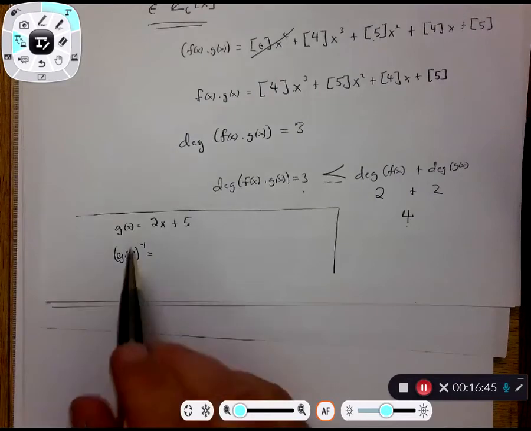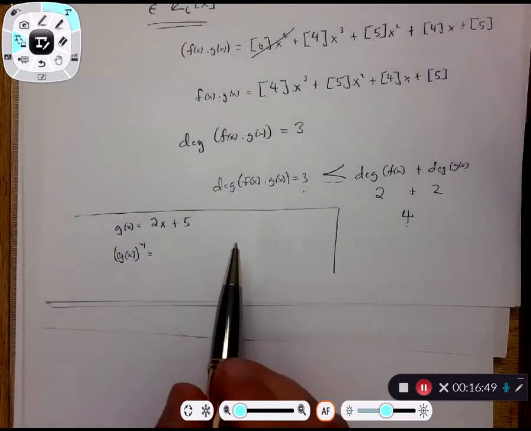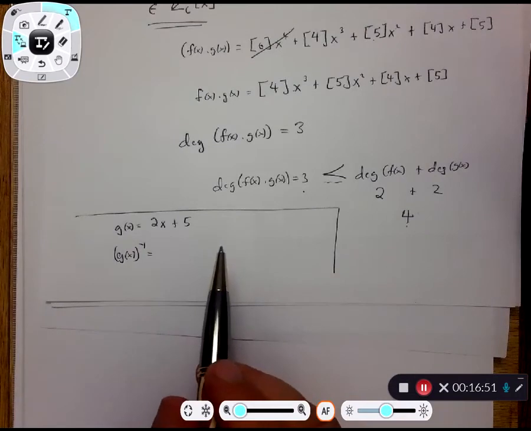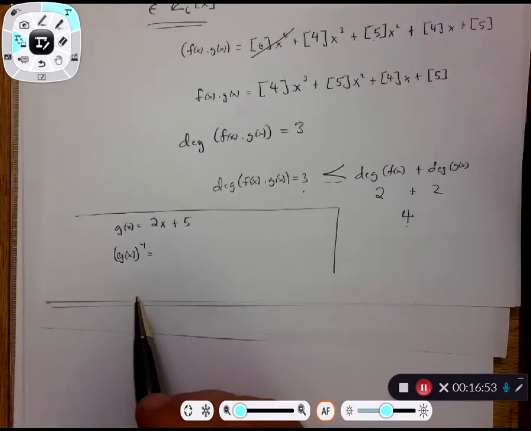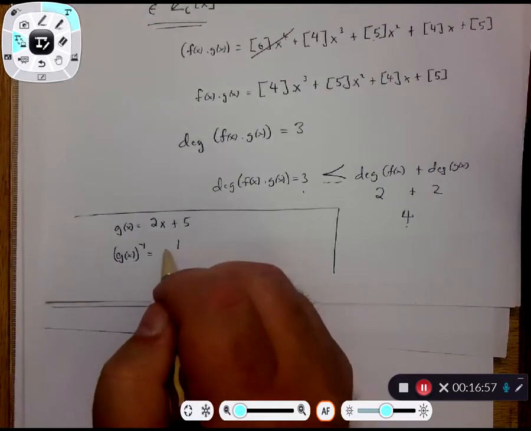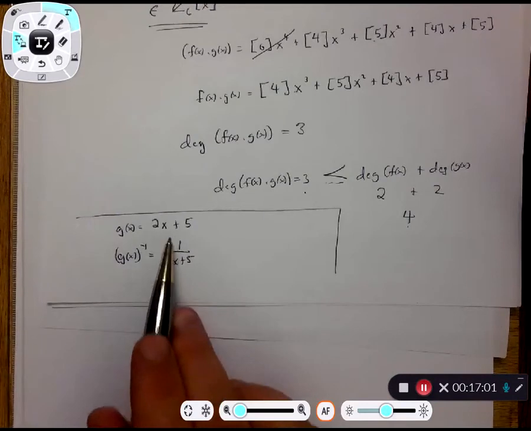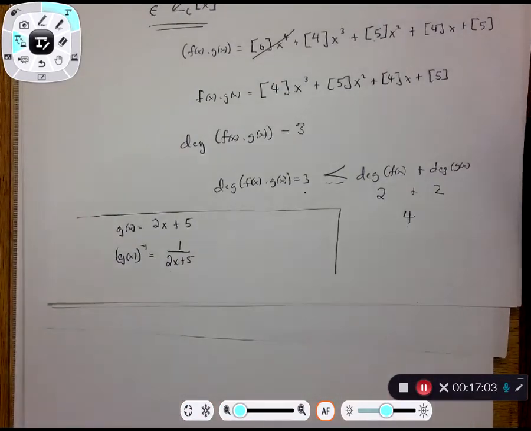Well, now in terms of the polynomials, you want to get the identity, which is 1. The one polynomial of x equals 1. That would be your identity, because 1 times anybody is anybody. So the inverse of 2x plus 5 would be 1 over 2x plus 5.